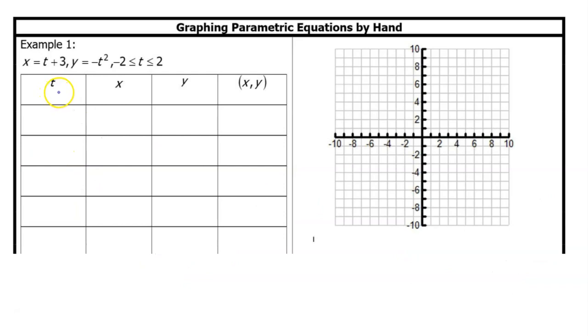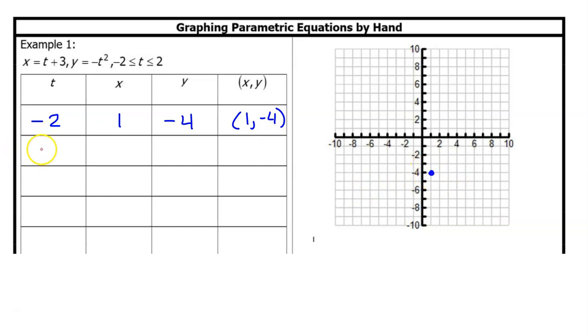So here's an example of a parametric equation. X is t plus 3 and y is negative t squared. Let's evaluate this function when t equals negative 2. At negative 2, x will be negative 2 plus 3, which is 1, and y will be negative 2 squared, which is 4, and then the opposite of that, so negative 4. In other words, at t equals negative 2, we get 1 comma negative 4. And that point is right here on the graph.